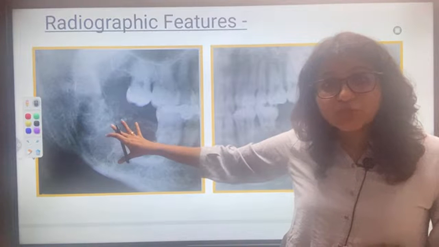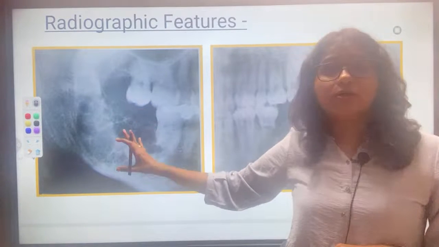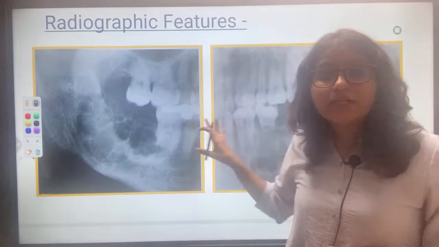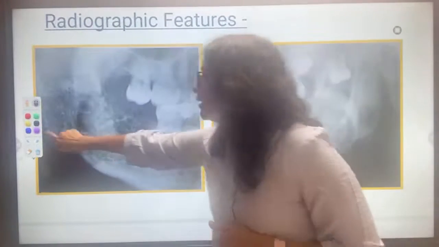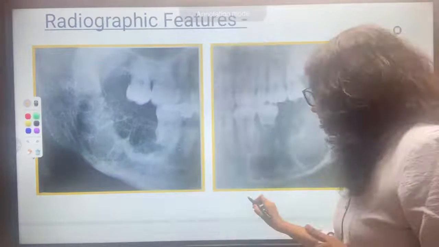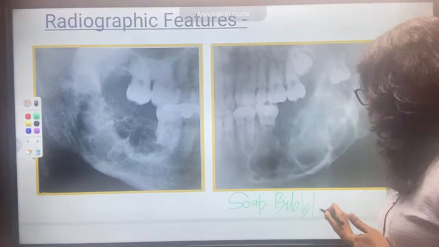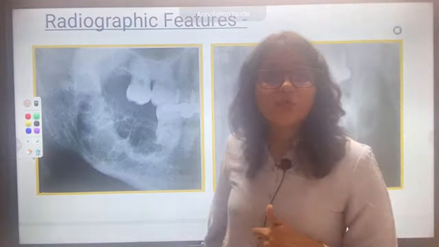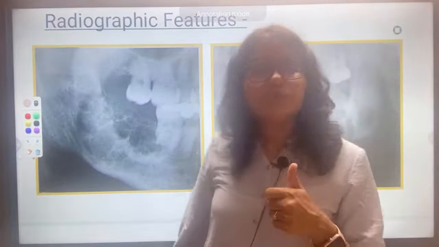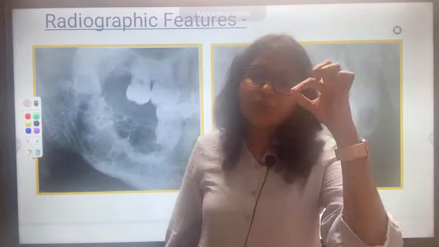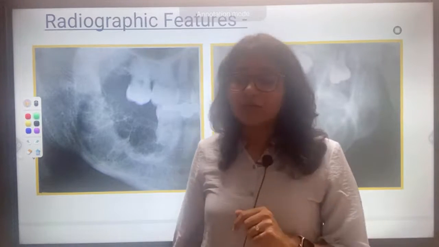I don't know if it is visible on the screen, because the screen has its own reflection, but you will be able to see it in the book. So honeycomb pattern or soap bubble, but what is the most common appearance? Soap bubble appearance. Remember this, soap bubble appearance, the most common type of appearance for ameloblastoma. Yes, Sadaf, you are right. It is because of the septa of bone extending between the tumor mass that gives a multilocular appearance, okay?